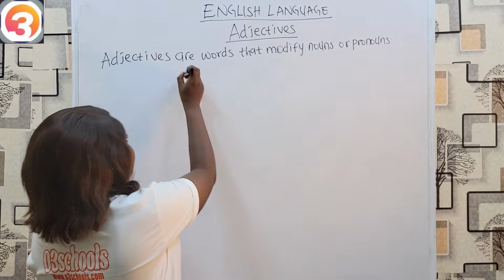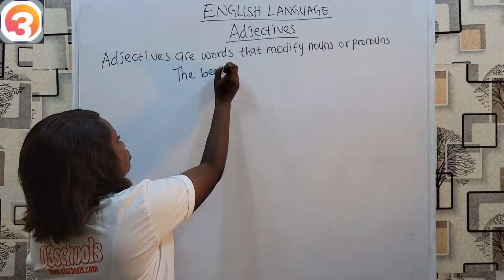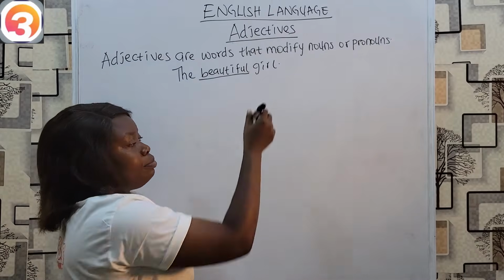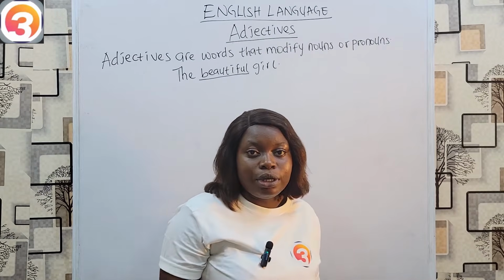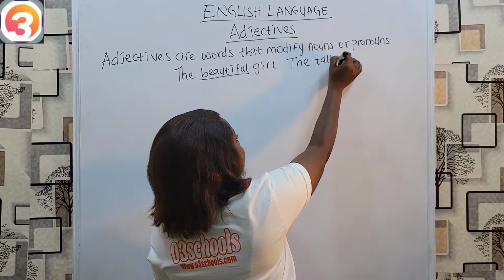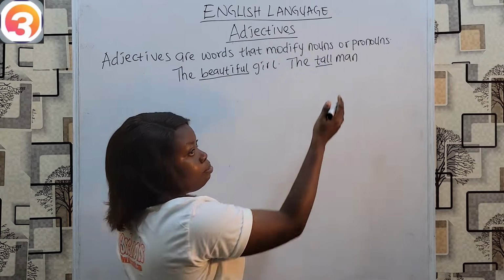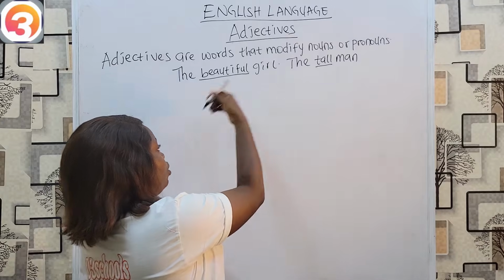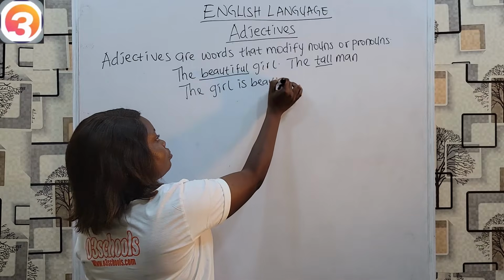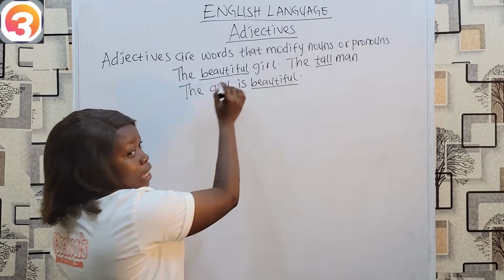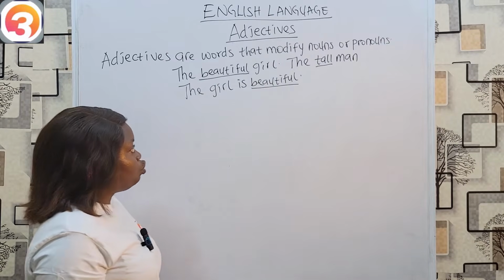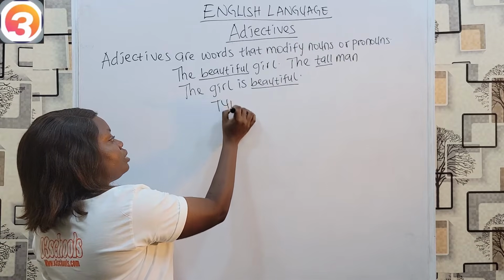For example, the beautiful girl. You have beautiful coming before girl, a noun. The kind boy, the tall man, all those are examples of adjectives. The tall man, telling us more about the man. The man is tall. Or you can have it after. The girl is beautiful. That's your adjective coming after the noun. So let's look at the types of adjectives that we have.